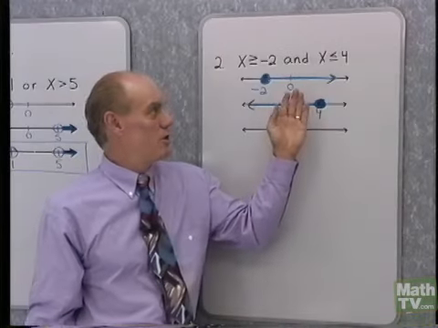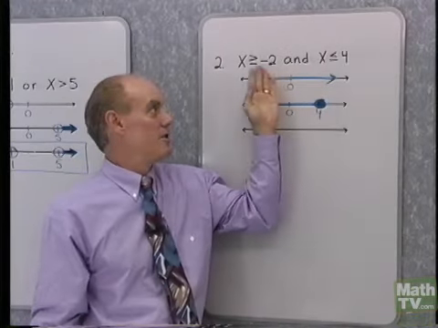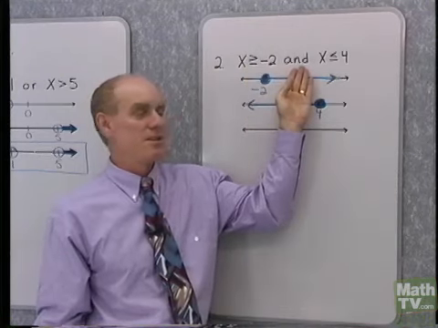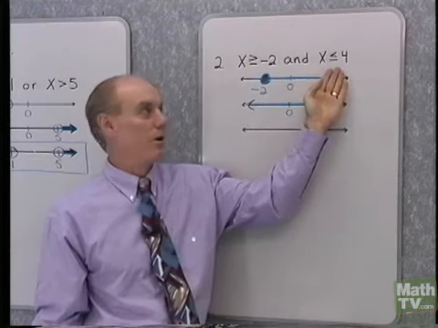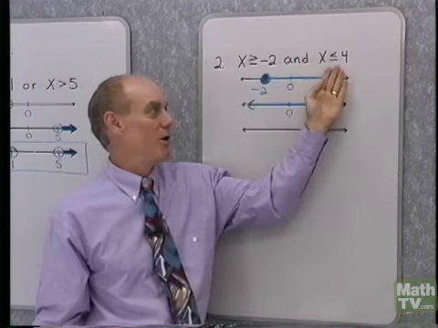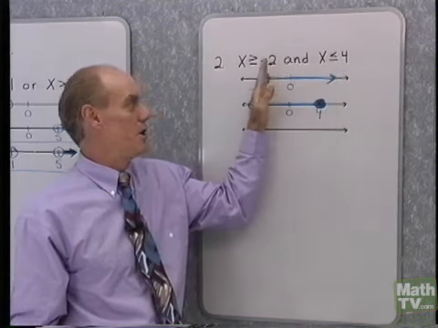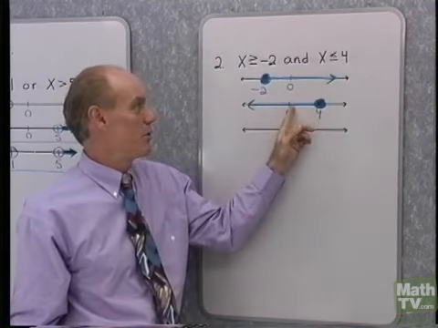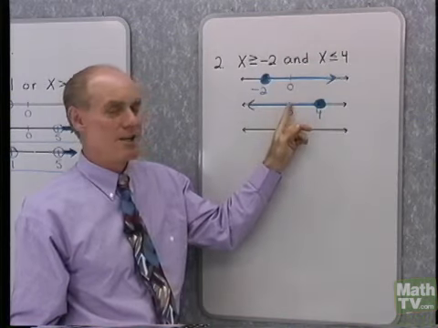Now, what I want to do to graph this compound inequality is to graph all the numbers that are greater than or equal to -2 and at the same time less than or equal to 4. That's all the numbers between here and here, because it's in here that I find numbers that are both greater than -2 and less than 4.